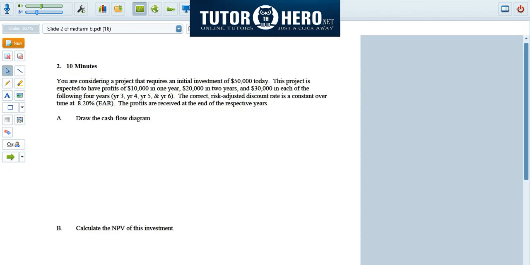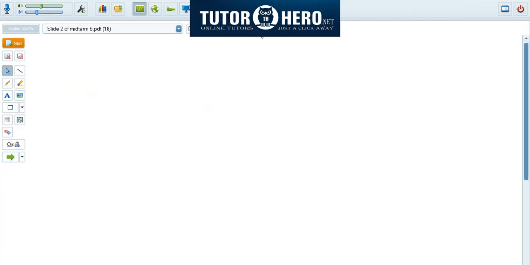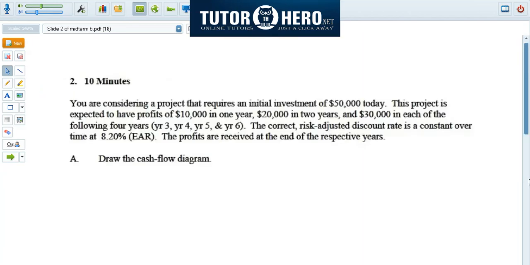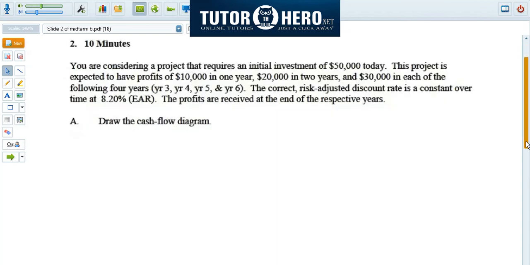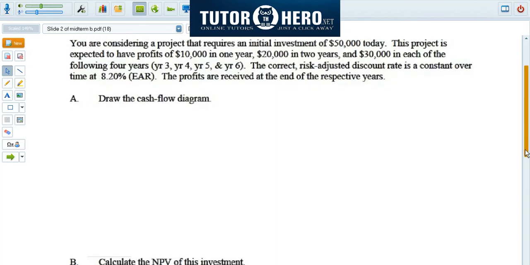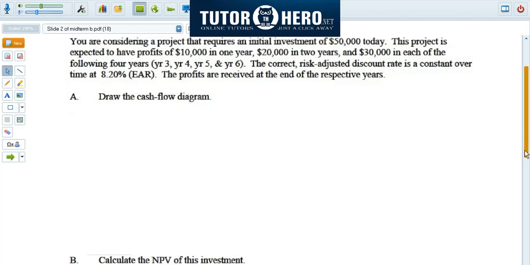So today we're going to be demonstrating my tutoring on a problem in finance. Just so you know, we're using my actual online classroom. So this is what things would look like and sound like if you were getting tutoring from me. Here we're going to be doing part of a problem involving calculating the net present value of an investment.